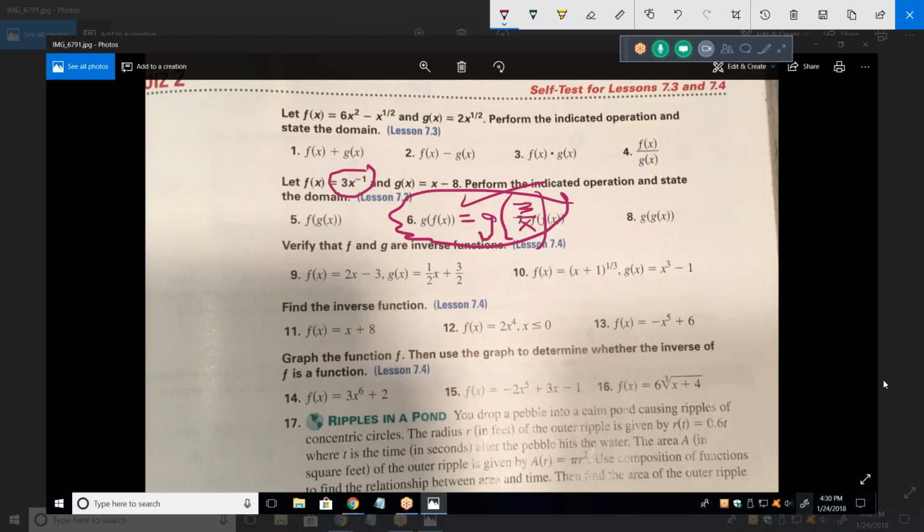Okay? Now, what is g? Let's cross that one out for the moment. What is g of 3 over x equal to? You would put it in for the x, so it'd be 3 over x minus 8. Okay. That's simple. Okay?